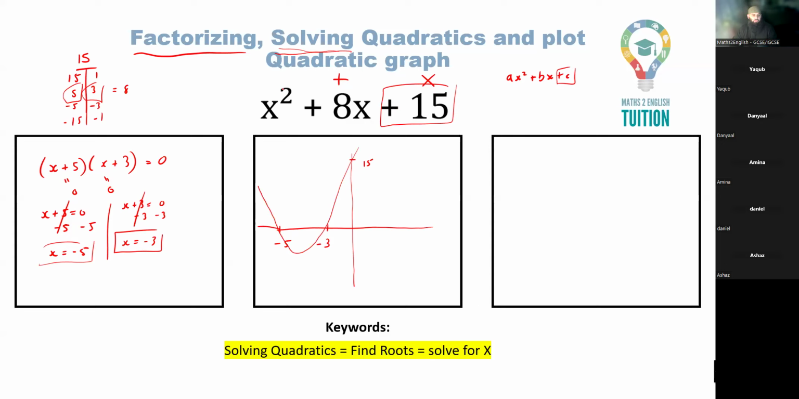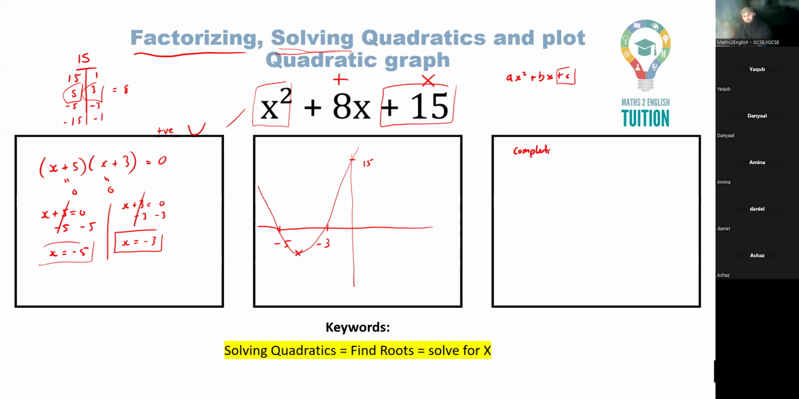And because a is positive, it's going to be a smiley face. If it was negative, it would be a frown. That's how you determine or draw these quadratics. Now, how can I look for the minimum point? The minimum point is this, and this is what we're going to talk about: completing the square.